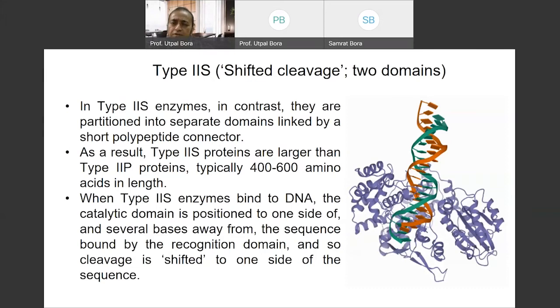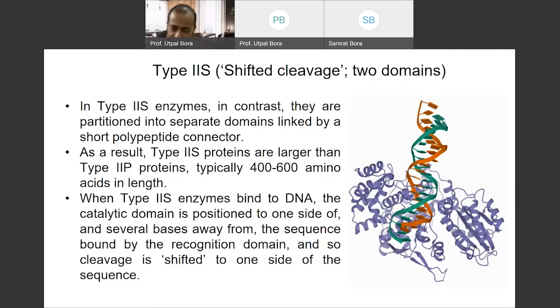But then we were saved by type 2S, or shifted cleavage, type of restriction enzymes. They are partitioned into separate domains linked by a short polypeptide connector. As a result, type 2S are larger proteins than type 2P, typically 400 to 600 amino acids in length. So when these type 2S enzymes bind to the DNA, the catalytic domain is positioned to one side and several base pairs away from the sequence bound by recognition.